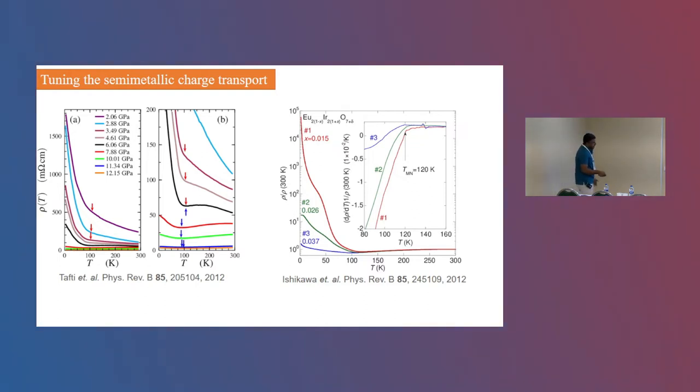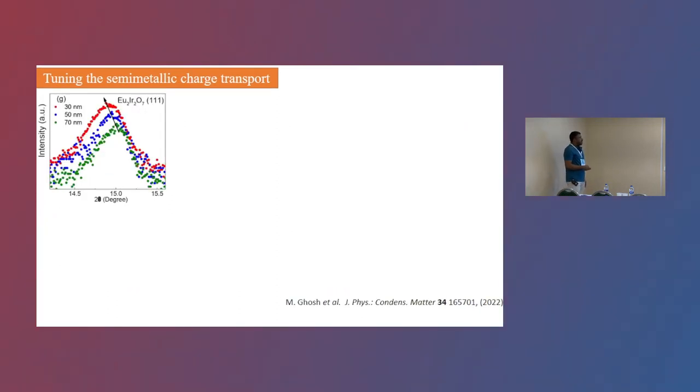Similarly, in the paper by Ishikawa et al., instead of hydrostatic pressure, they changed the stoichiometry in the sample. And if you see, as we increase the iridium content in the sample, the metallic nature is also increasing. So this is kind of physical pressure, and this can be called chemical pressure. So our idea was whether we can tune this semi-metallic charge transfer in thin film geometry.